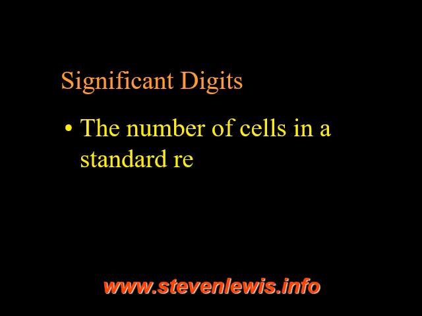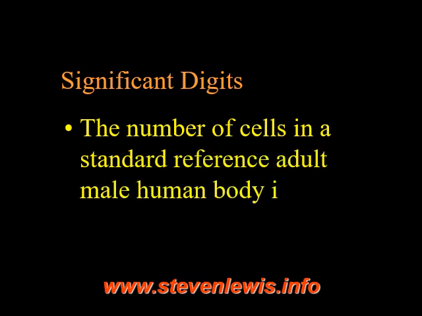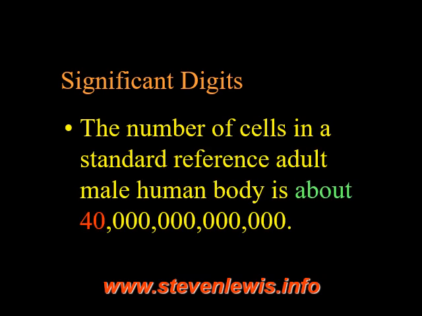We should have said, for example, that the standard reference adult human body weighing 154 pounds or 70 kilograms contains about 40 trillion cells. Notice that we are presenting only the first 2 digits as significant. Our reporting of the number of cells in the body must be an estimate, and we have confidence only in the value of the first 2 digits.